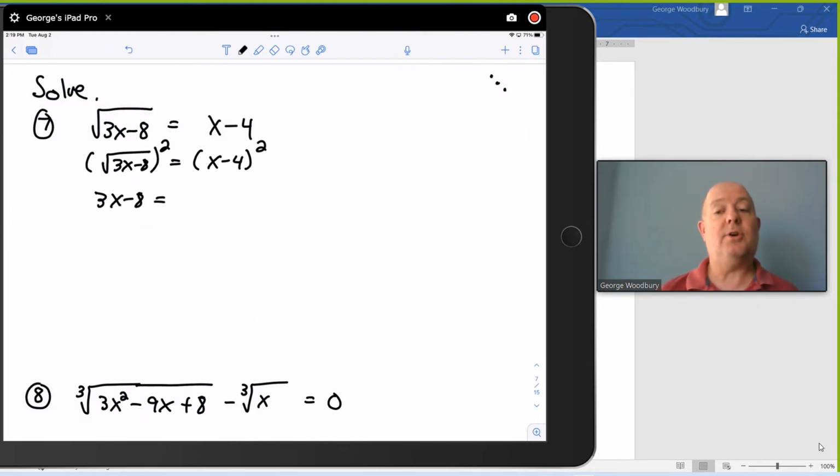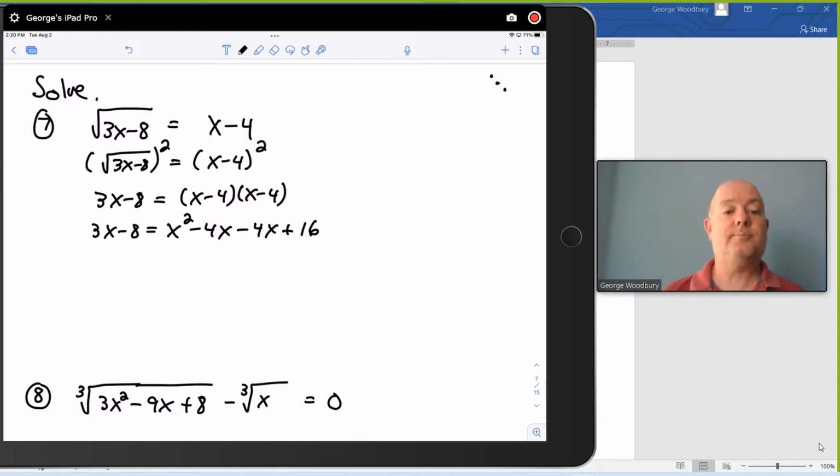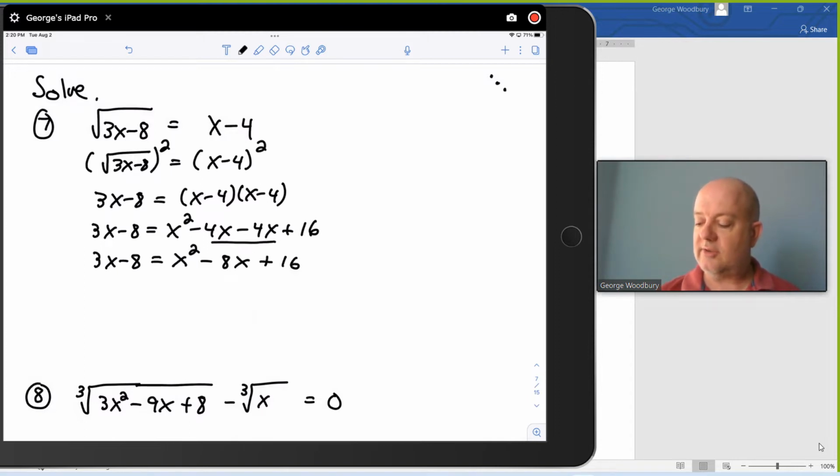On the right-hand side, though, to square that out, I want to multiply the binomial x minus 4 by itself. And I can do that through distributing, FOIL-style multiplication. So the left side is still 3x minus 8. On the right side, distribute the x. X times x is x squared. X times negative 4 is negative 4x. Then distribute the negative 4. Negative 4 times x is also negative 4x. Negative 4 times negative 4 is plus 16. Combine some like terms. 3x minus 8 equals x squared minus 8x plus 16.